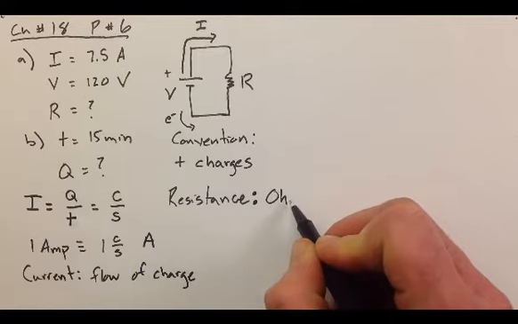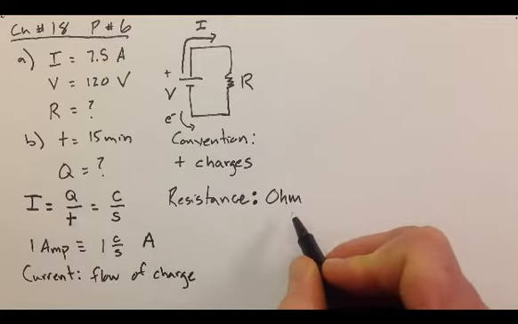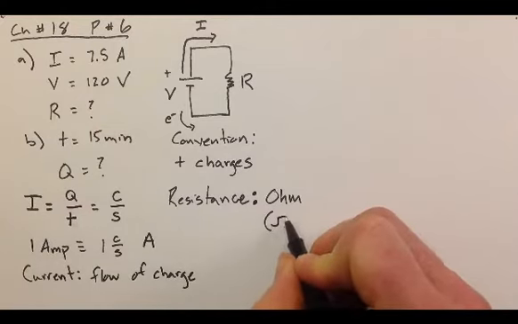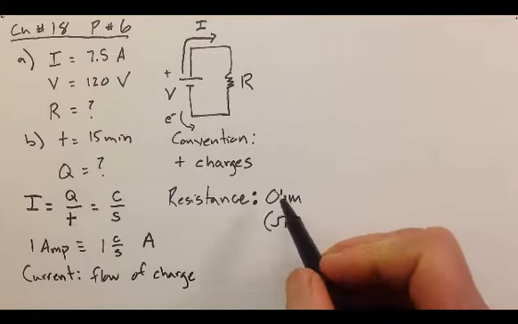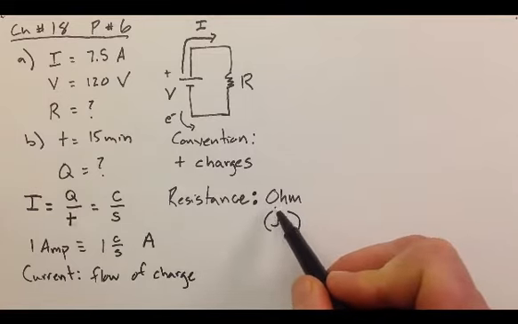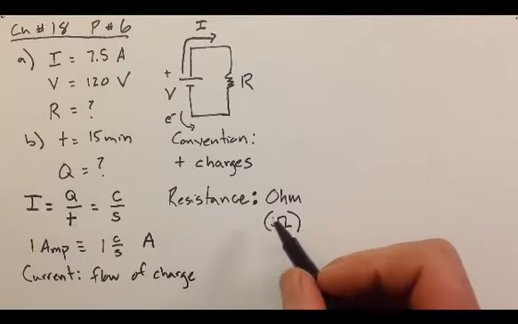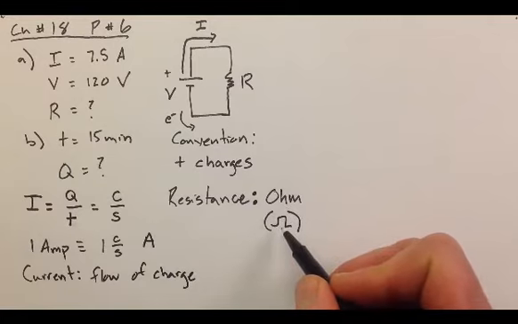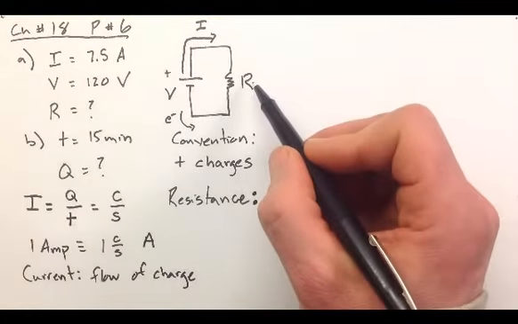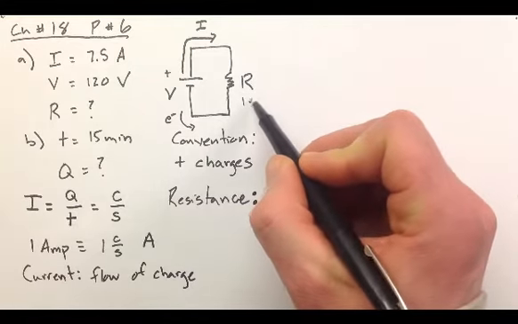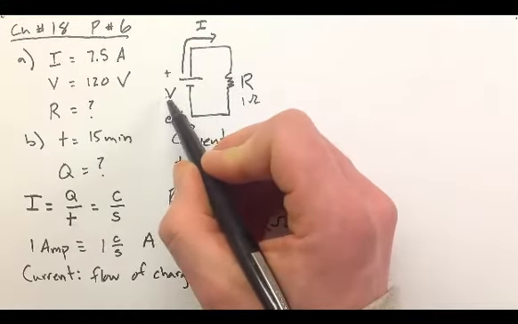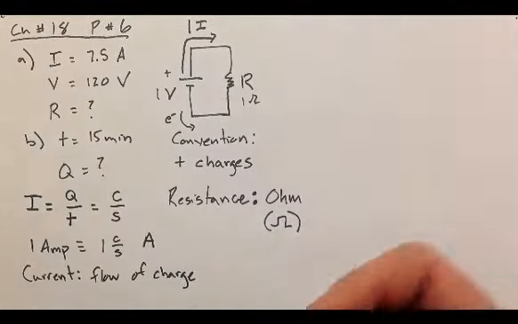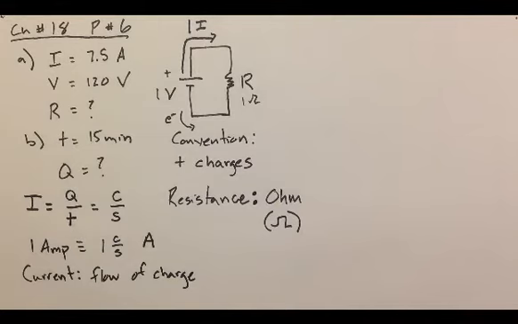So the SI unit of resistance is the ohm, and we abbreviate ohms with the capital Greek letter omega. There's just too many O's floating around, so we use the Greek letter omega here. So the SI unit of resistance is the ohm. If this resistor had a resistance of 1 ohm, and this battery had a voltage of 1 volt, we would get 1 amp of current through this system here, okay?